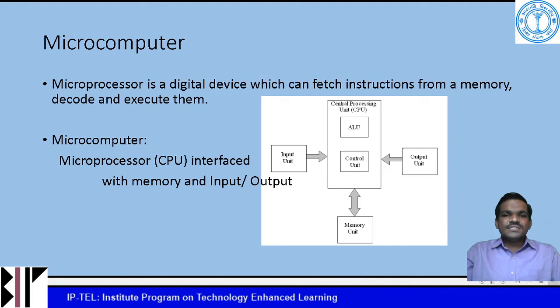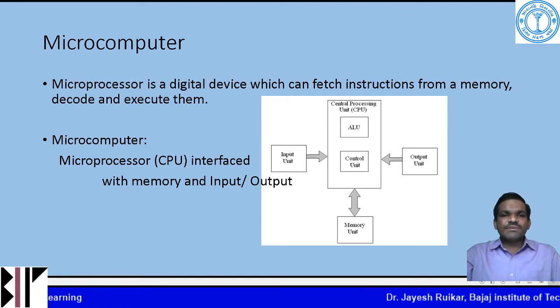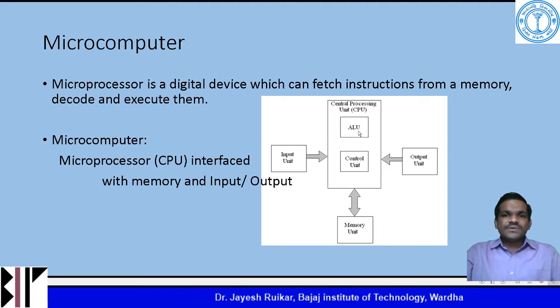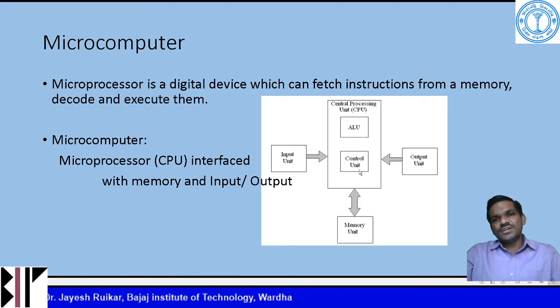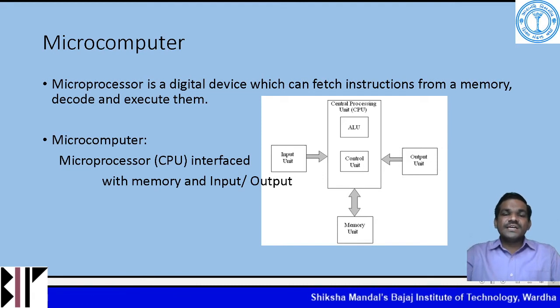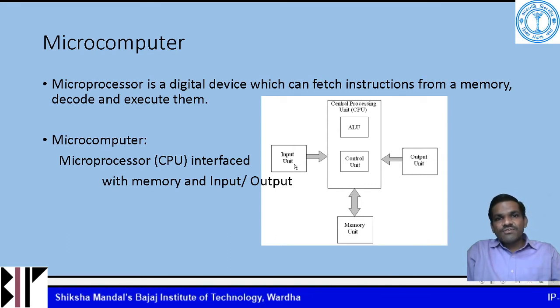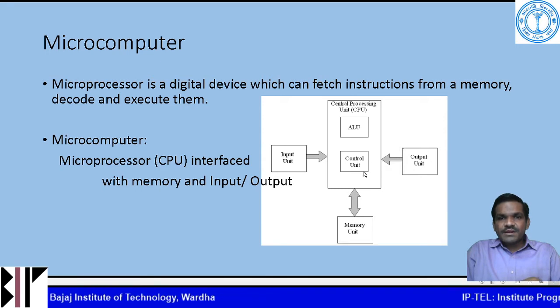The control unit guides the ALU on which operations are to be performed. The sequence of instructions is controlled by the control unit, so which sequence of instructions is to be followed is controlled by the control unit. It also controls the flow of data from one unit to another while performing computations.